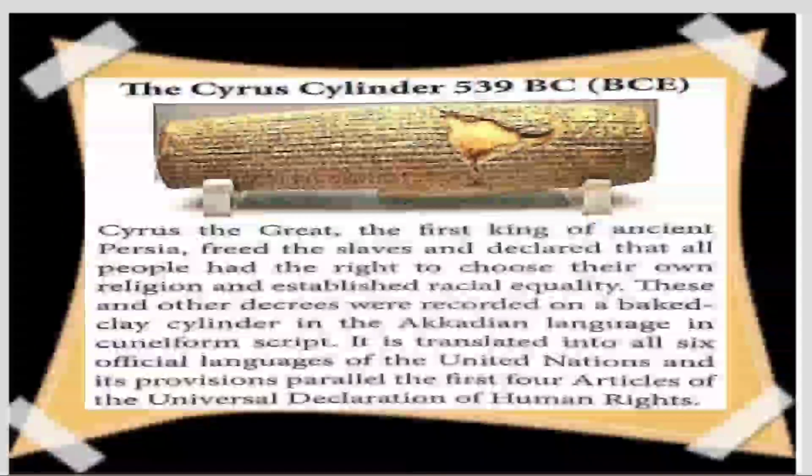The Cyrus Cylinder, 539 BCE. Cyrus the Great, the first king of ancient Persia, freed the slaves and declared that all people had the right to choose their own religion and established racial equality. These decrees were recorded on a baked clay cylinder in the Akkadian language in cuneiform script, that is logo-syllabic script. It is translated into all 6 official languages of United Nations and its provisions parallel the first 4 articles of UDHR.